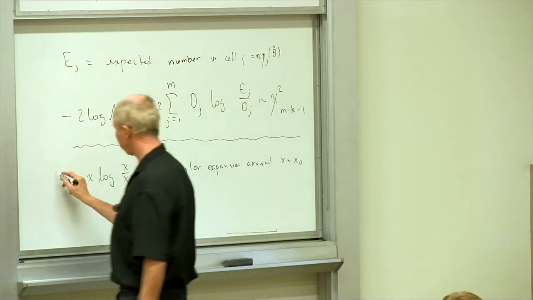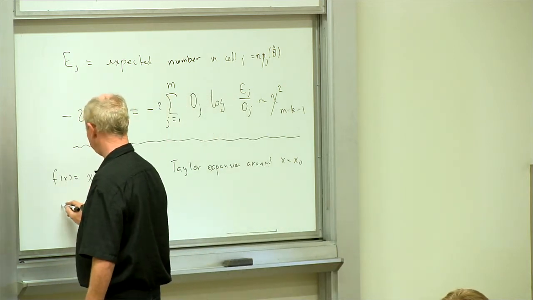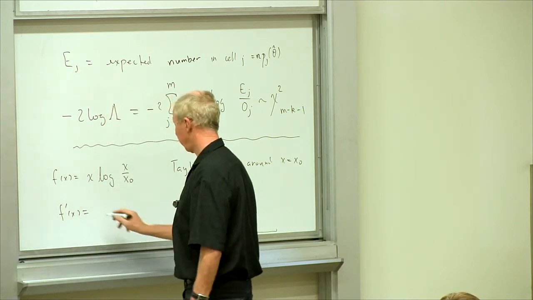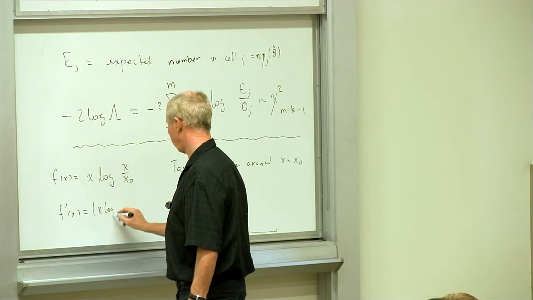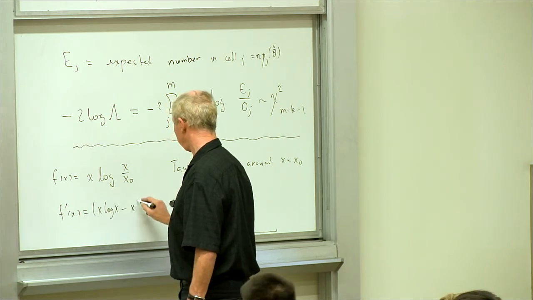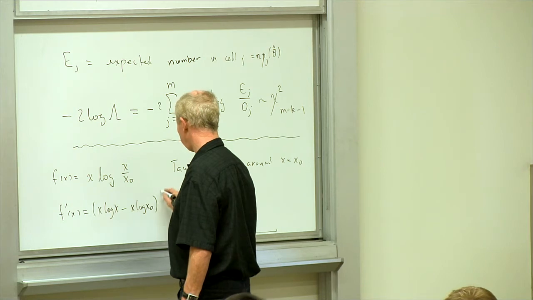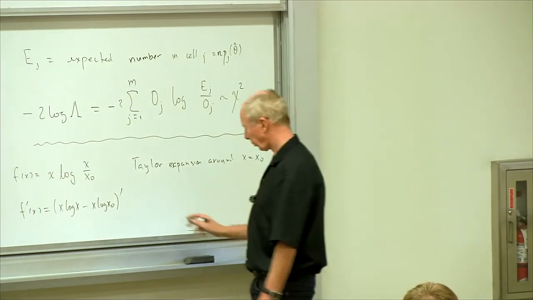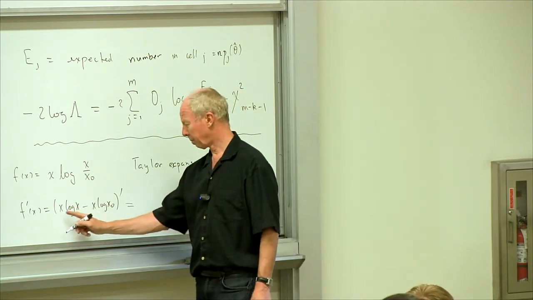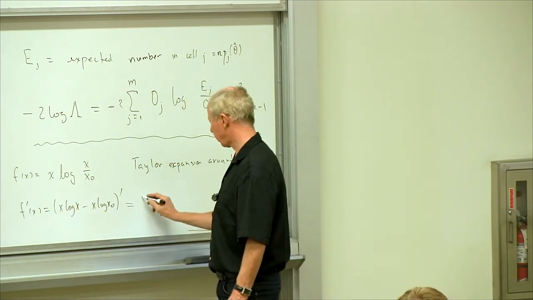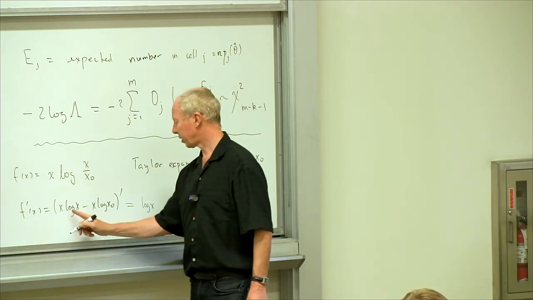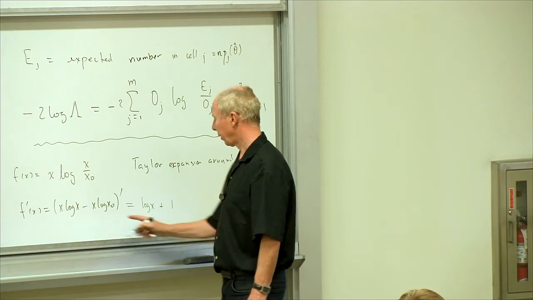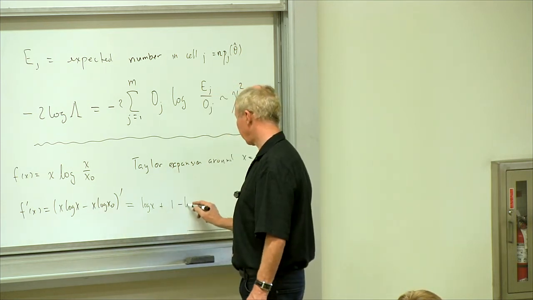Okay, so this is our function f of x. What's f prime of x? Well, let's see. That's, I think, made a little easier if I do this. And now, differentiating this term, I differentiate that, I get 1 times log x, plus x times the derivative of log x, which is x times 1 over x, or 1. Then here I differentiate this, I get minus log x naught.